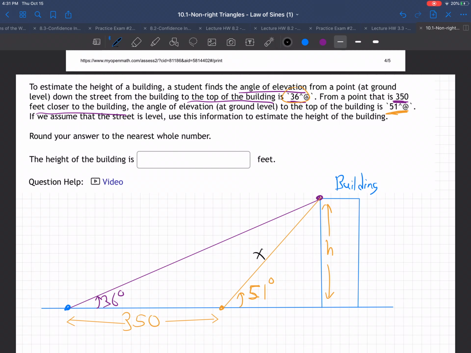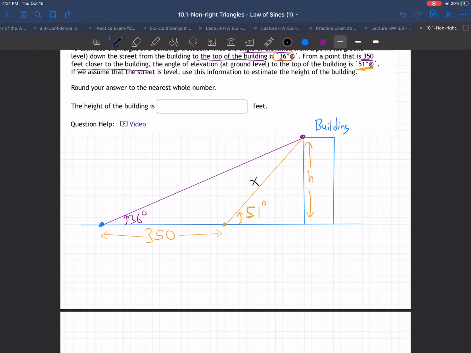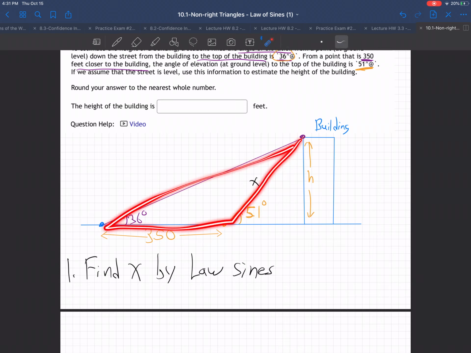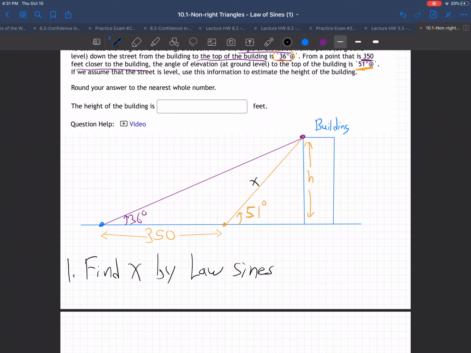So this problem is difficult. It's going to be in two phases. Phase one is to find x. So step number one, find x by law of sines. Right? Because why? Because the triangle that x is a part of, this triangle, does not have a 90-degree angle. It's not a right triangle. So this is not a right triangle, so we have to use the law of sines. We must use law of sines.